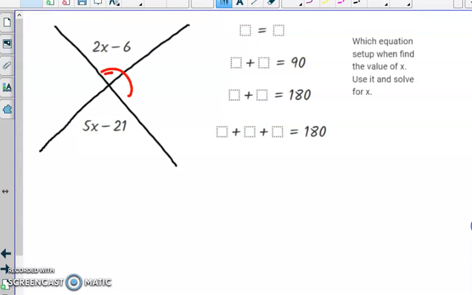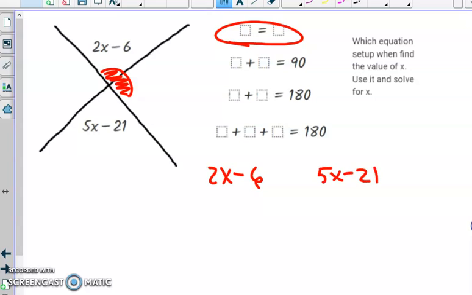Okay, two lines intersect each other. The 2 angles we're looking at, they're not next to each other, which means they don't add up to 180 degrees. What we have here are 2 angles that are equal to each other. They're called vertical angles, or opposite angles. So 2x minus 6 and 5x minus 21, they equal each other.